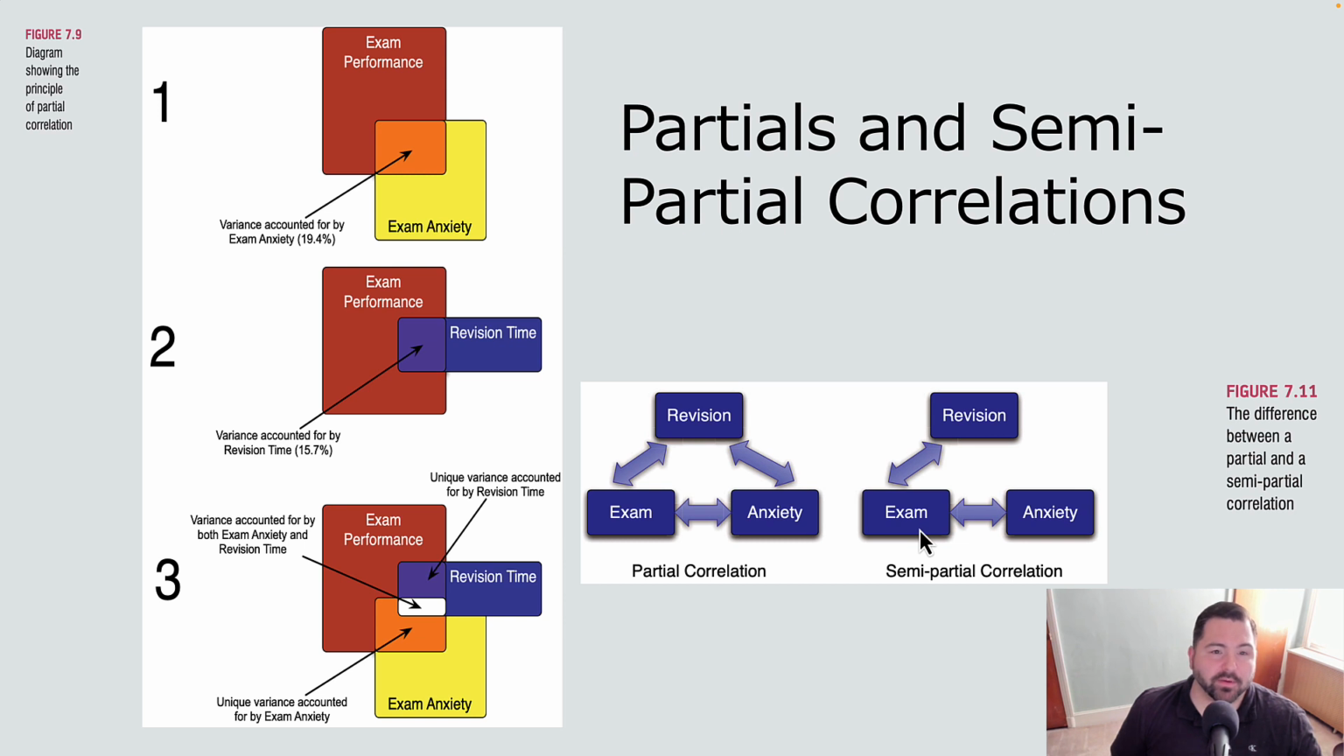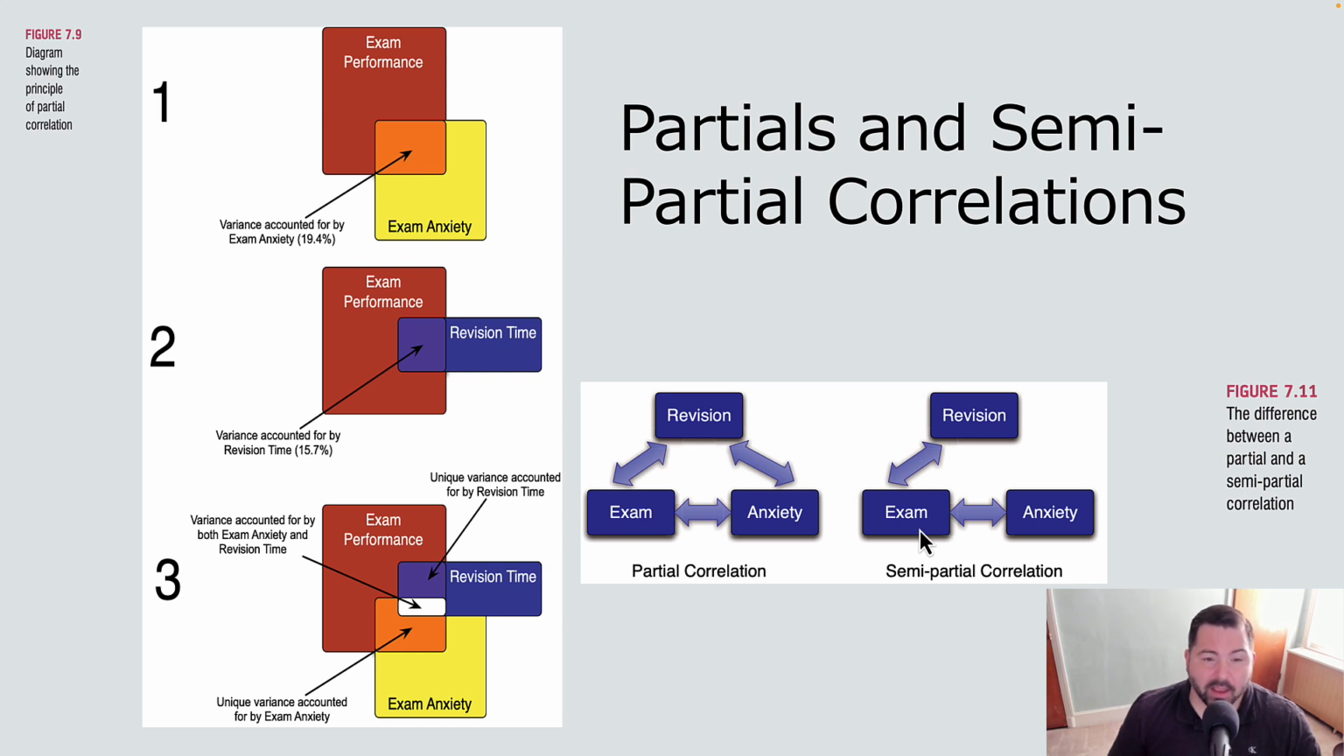So let's say that we were interested in a student's exam performance and the amount of anxiety that a student may have going into that exam. So in situation one, here at the top, you can see that exam anxiety is overlapping with exam performance, and the amount of shared variance between exam anxiety and exam performance was determined to be about 19.4%. So that means 19.4% of a student's exam performance is directly attributable or correlated with the amount of anxiety that they have on test day.